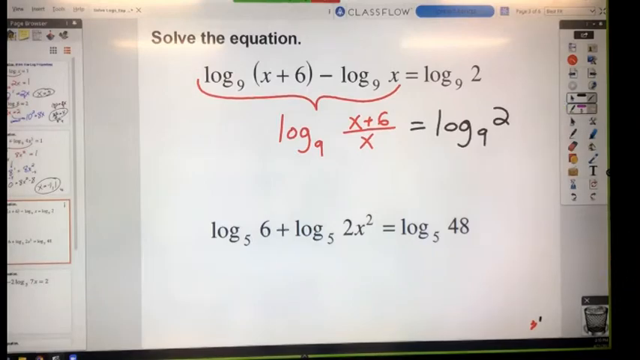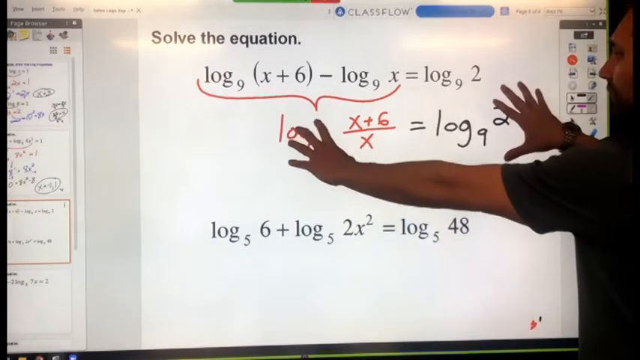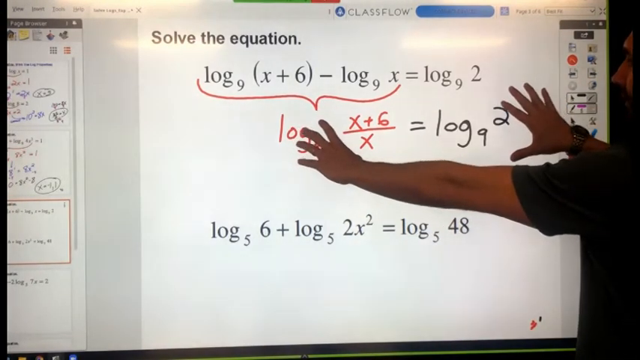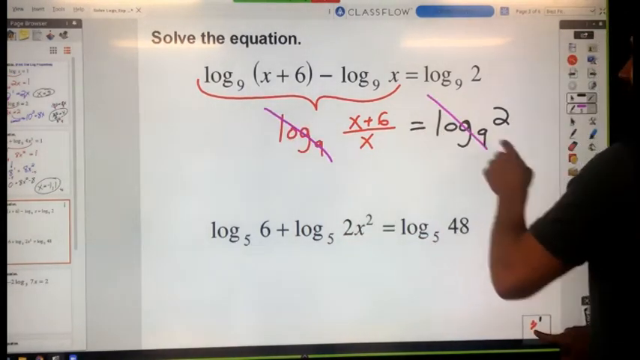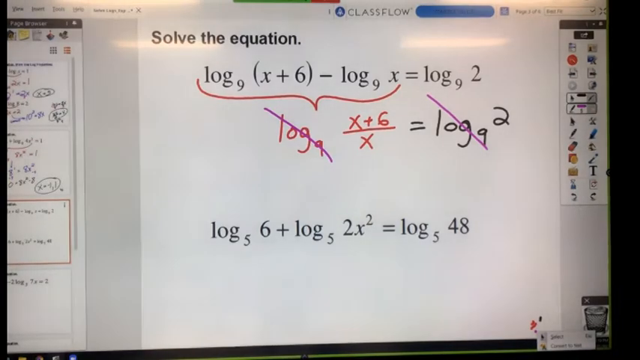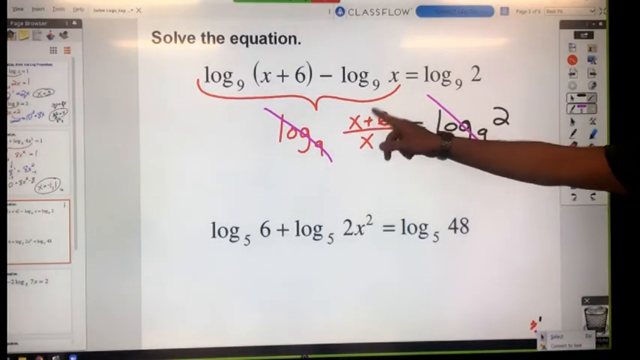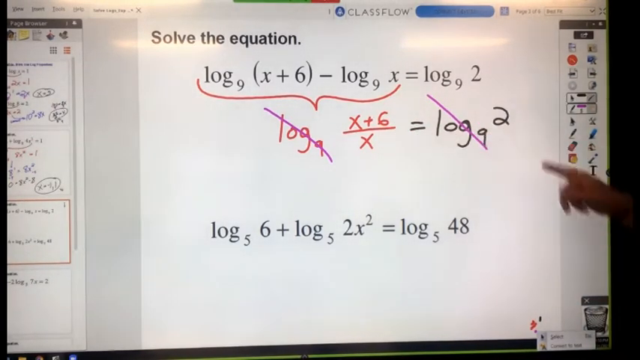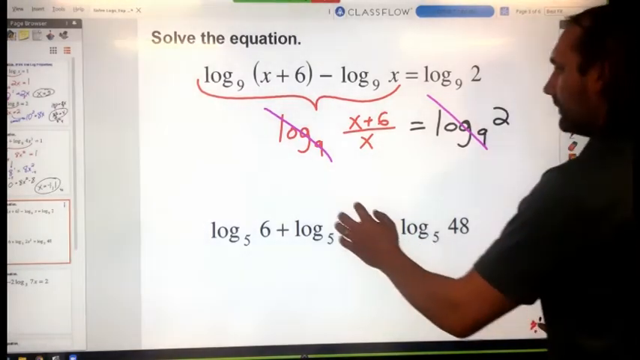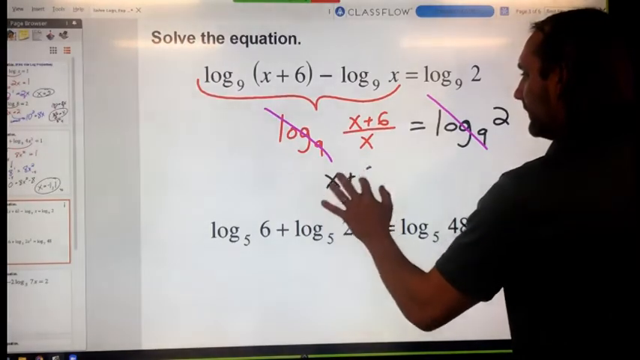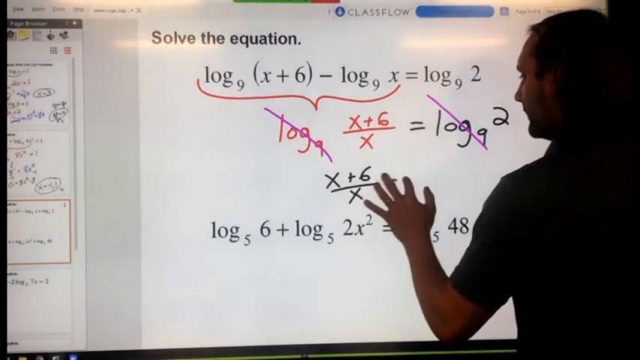Now we can use that property. 2 logs on different sides of the equal sign, they have the same base, so I can go ahead and throw those out and just focus on the values. I get log x plus 6 over x equals 2. How would you solve that? I can rewrite it. X plus 6 divided by x equals 2.